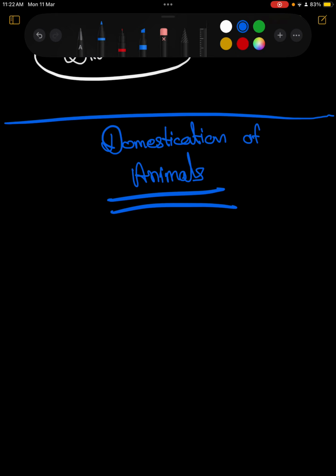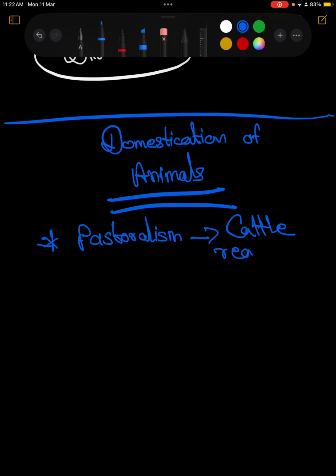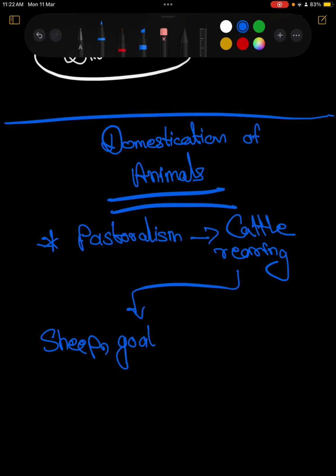Okay, so another important means of livelihood of the people was the domestication of animals. It could be used for pastoralism, and also they used to do cattle rearing. And what did they rear? Sheep, goat, buffalo, and pig. Okay.